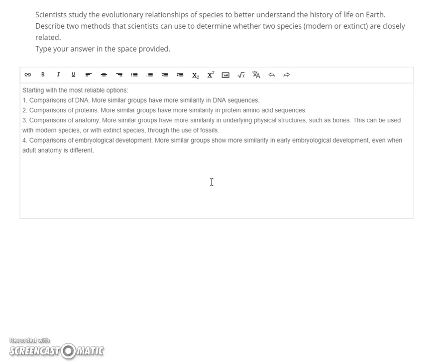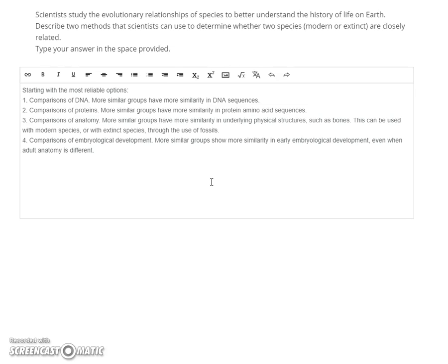Number 2, same thing with proteins. You could do the same thing with a protein chain because they're made up of these amino acid sequences. It's the same way as DNA. If they're very similar, that means they're closely related. If they're very different, that means they're not.